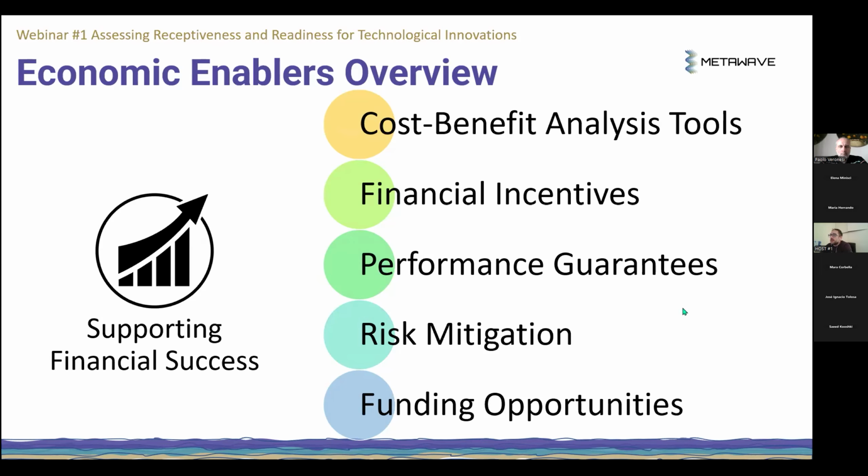The last aspect is about the economic enablers overview. Within this aspect, there should be a cost-benefit analysis tool, financial incentives, and performance guarantees related to the adoption of a new technology, and whether a company should invest and fund a new opportunity for their site.